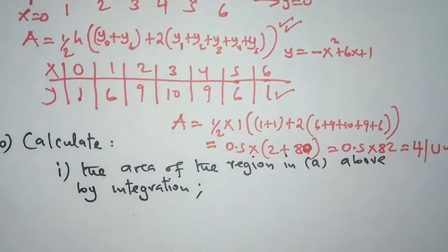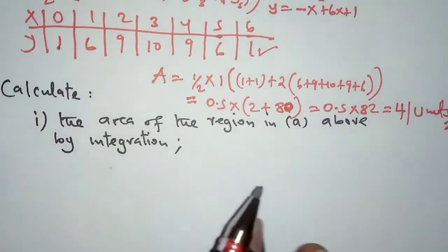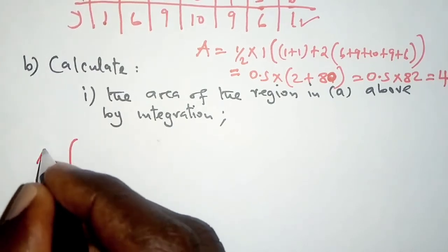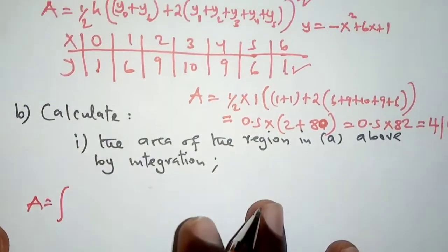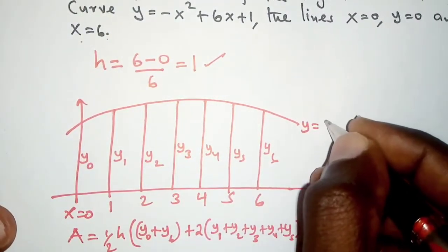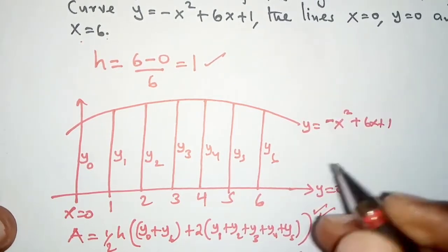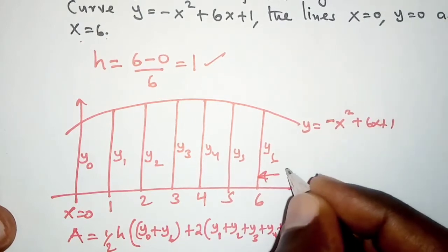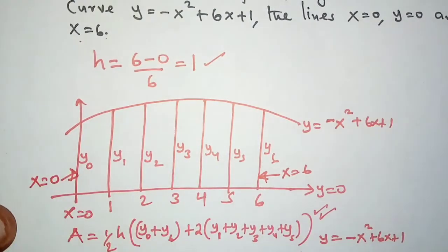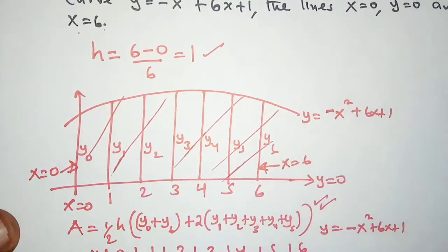Now with that done, we can look at the second part, area of the region in A above by integration. Now, when you get the area by integration, remember we have to integrate the equation of the curve. Just a reminder, this is y is equal to negative x squared plus 6x plus 1. And this line here represents x is equal to 6. This line here is x is equal to 0. And therefore, we are getting the area under the curve bounded by those lines.